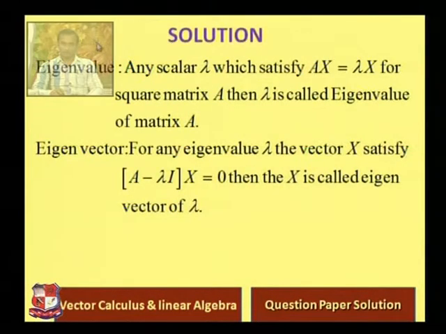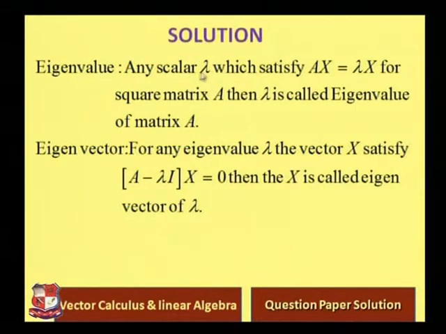Eigenvalue: any scalar lambda which satisfies the equation Ax equal to lambda x for a square matrix A. An eigenvalue is only possible if the matrix is square, otherwise not. Then lambda is called an eigenvalue of matrix A. And the definition of eigenvector: for any eigenvalue, the corresponding eigenvector depends on lambda, that means the eigenvalue.